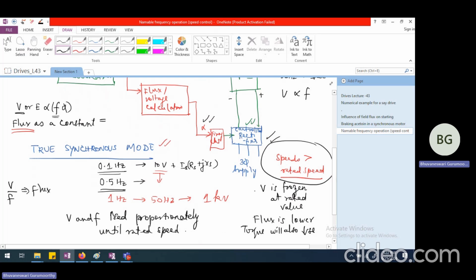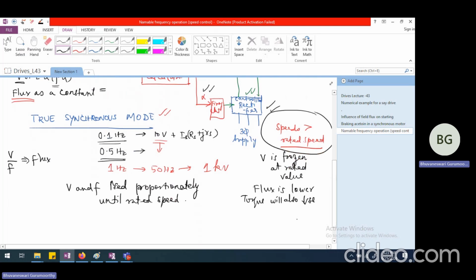We will work out one numerical example on true synchronous mode or variable frequency operation of the synchronous motor in the next class. And after that, we are going to look at another way of controlling the synchronous motor drive, which is known as self-controlled synchronous motor drive or self-control mode of the synchronous motor drive. So in the next lecture, we'll be working out one problem on variable frequency operation of the synchronous motor. And after that, we look at the self-controlled mode of synchronous motor drive.